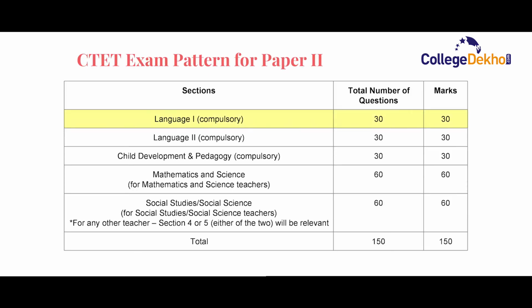Now let us look at CTET exam pattern for paper 2. Language 1 is again compulsory for paper 2, for which 30 questions will be there for 30 marks. Language 2, which is also compulsory, will have 30 questions for 30 marks. CDP is also compulsory for paper 2, which will have 30 questions for 30 marks. The mathematics and science section, which is for mathematics and science teachers, will have 60 questions for 60 marks in total. And for social studies and social science teachers, there will be 60 questions for 60 marks. For a total of 150 questions, 150 marks will be there for paper 2.